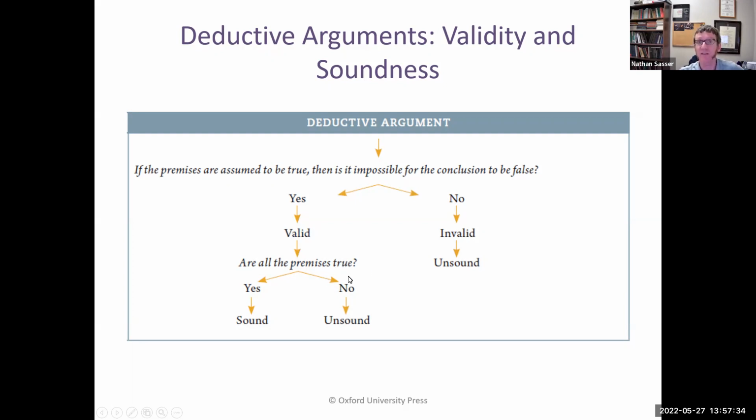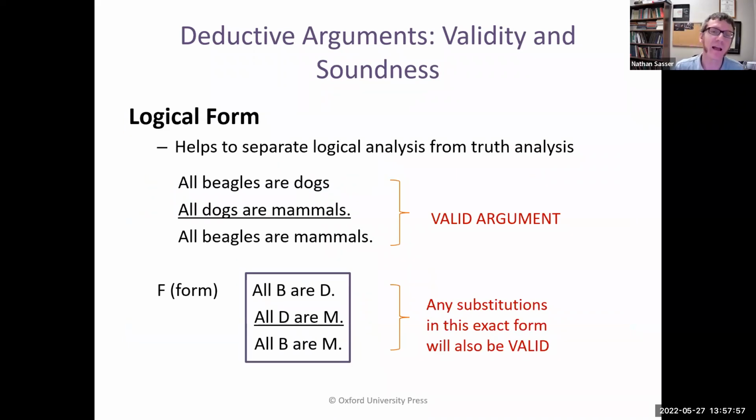Again, if the answer is no, if at least one of the premises is false, it's unsound. If the answer is all the premises are true, then that argument is sound. And that means that the conclusion must be sound. You should accept the conclusion on the basis of that argument. So that's how you run the evaluation.